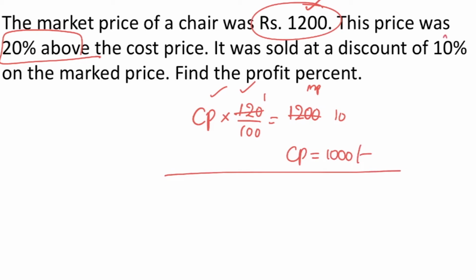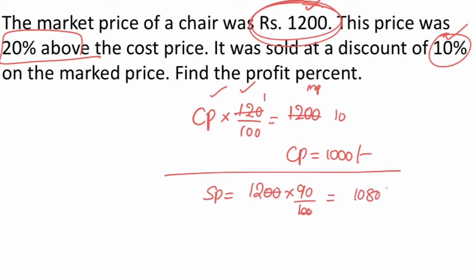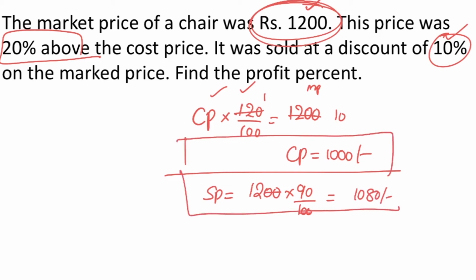It was sold at a discount of 10%. Selling price is required. Selling price is on market price 1200 rupees, a discount of 10% is applied. Discount of 10% results in 90% value, which is equal to 1080 rupees. See, cost price is 1000. Selling price is 1080. For 1000, 80 rupees more, so for 100, 8 rupees more, there is a profit of 8%. Answer is 8%.